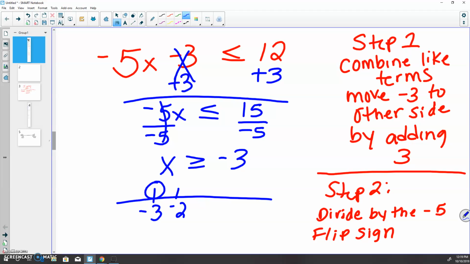It's going to be colored in. Is it going to be colored? Yes, because it's greater than or equal to. It's going to go to the greater than sign.